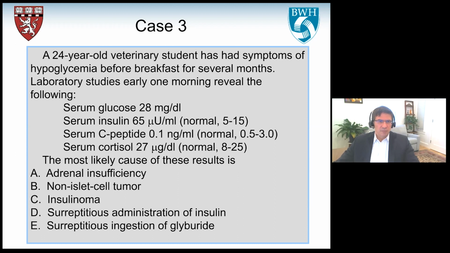The most likely cause of these results is A, adrenal insufficiency, B, non-islet cell tumor, C, insulinoma, D, surreptitious administration of insulin, or E, surreptitious ingestion of glyburide. The right answer is D, surreptitious administration of insulin.